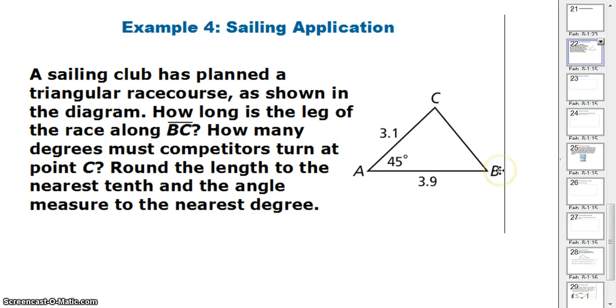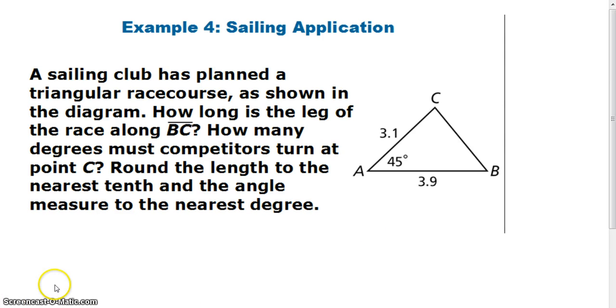How many degrees must competitors turn at point C? Round the length to the nearest tenth and the angle measure to the nearest degree. Come back and check out your answer here.